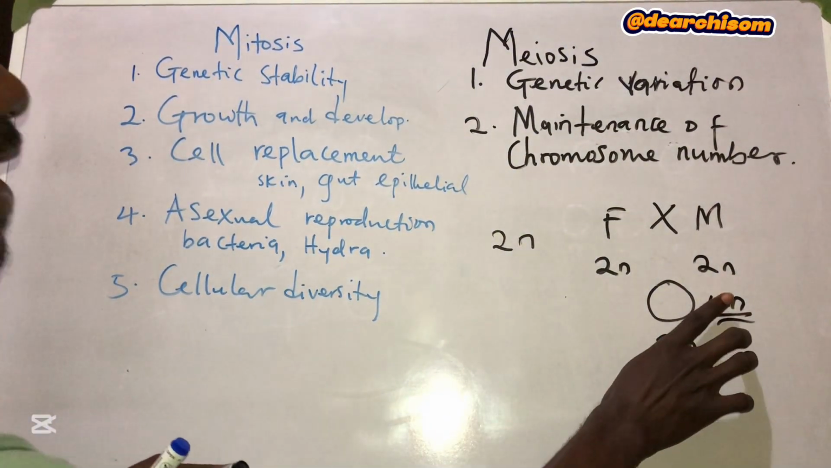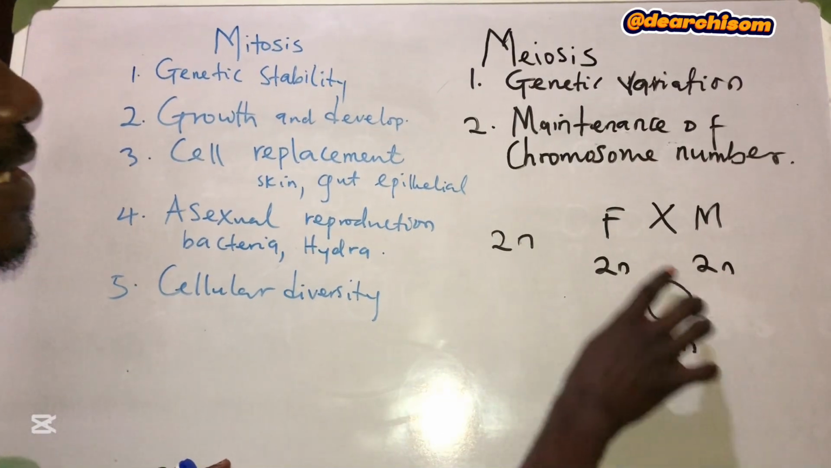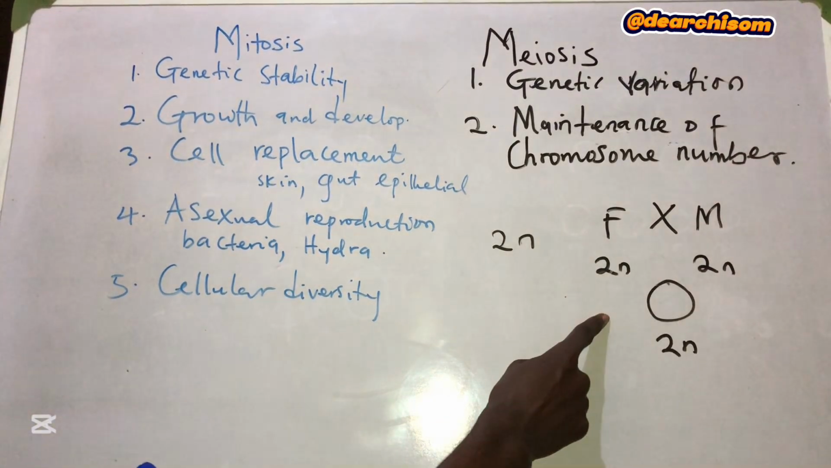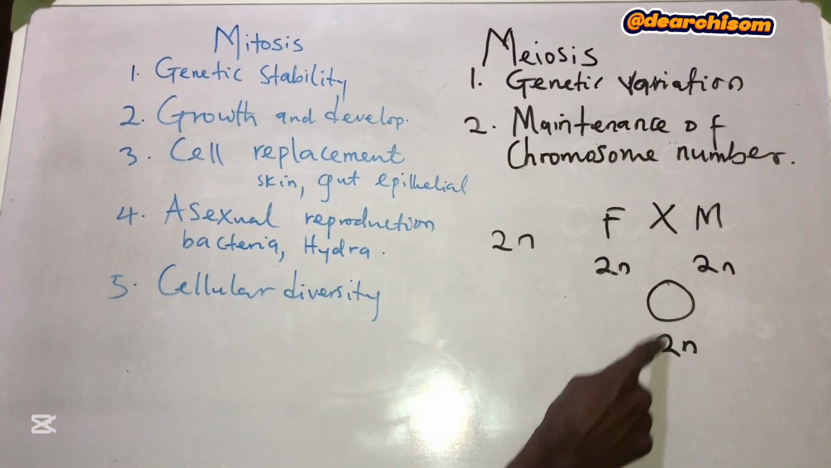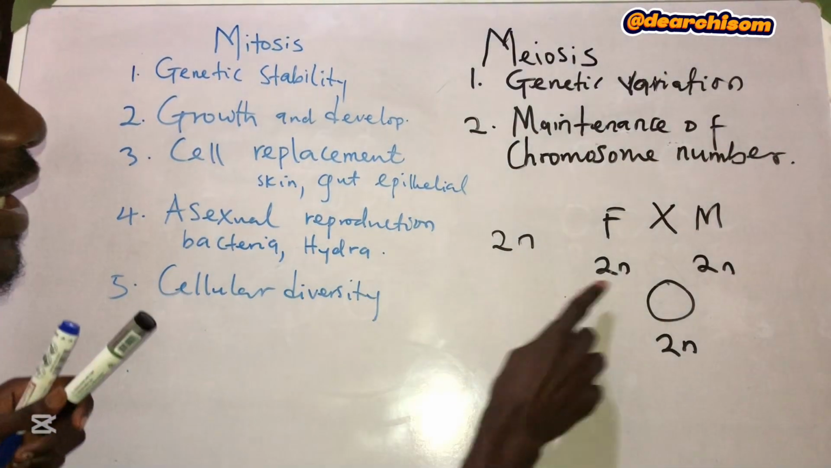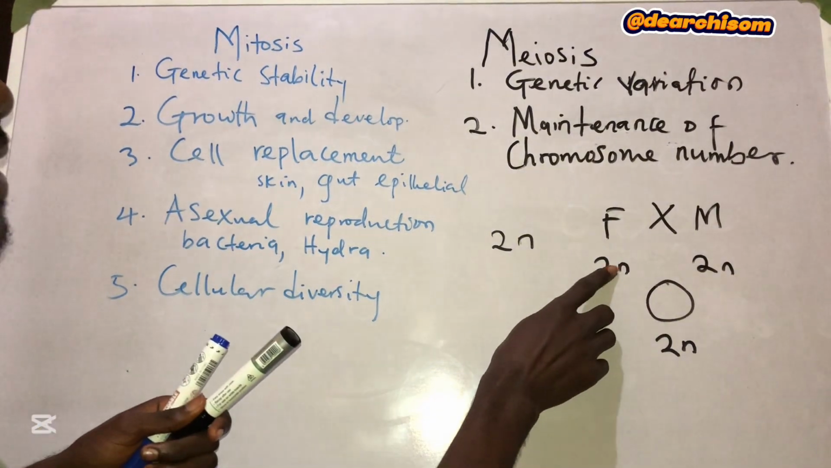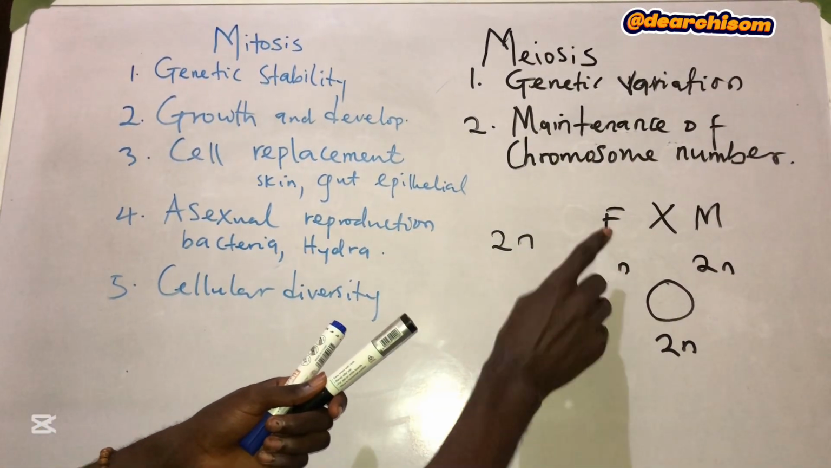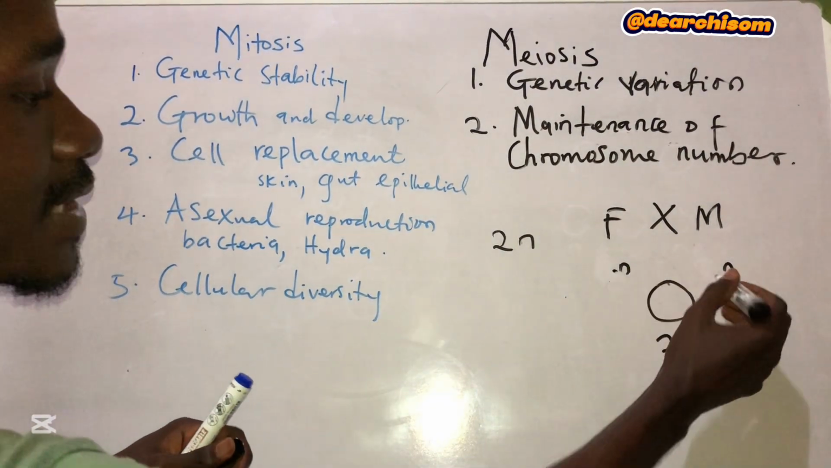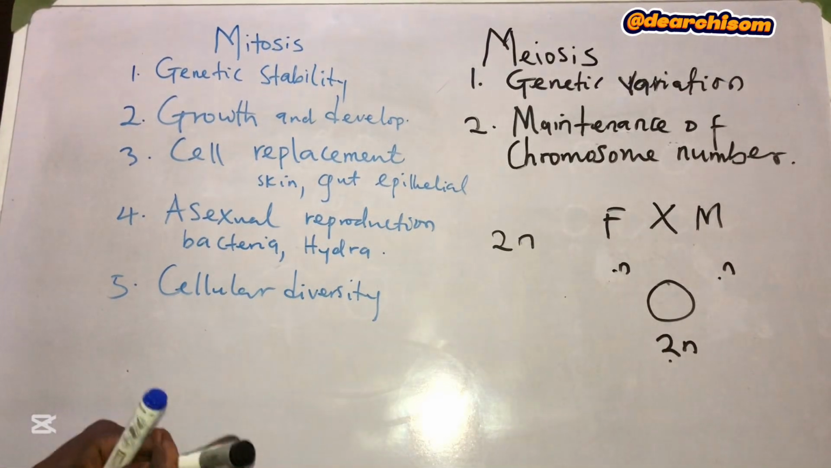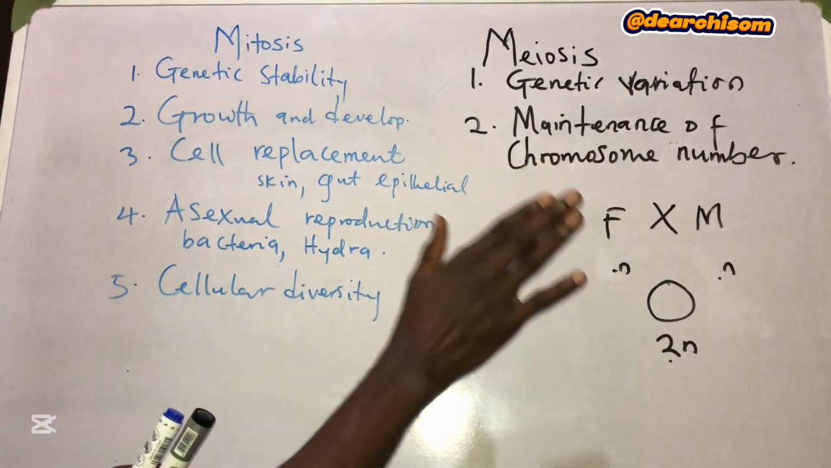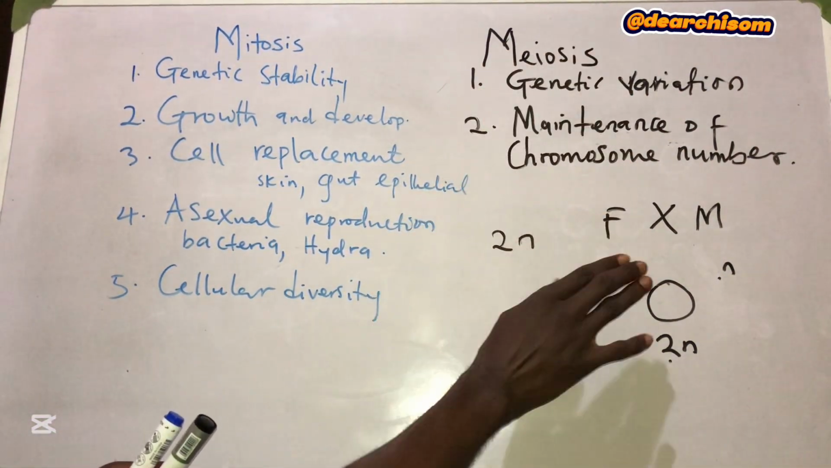So meiosis is a type of cell division that reduces the number of chromosomes of both parents in order for the offspring to have the normal or the correct number of chromosomes. So here, instead of bringing 2n, the father brings just n, just half of his chromosomes. The mother brings just half of her chromosomes, and then n plus n is 2n. So the child becomes 2n. So meiosis maintains the number of chromosomes in the offspring.